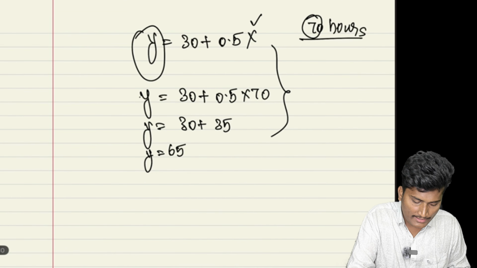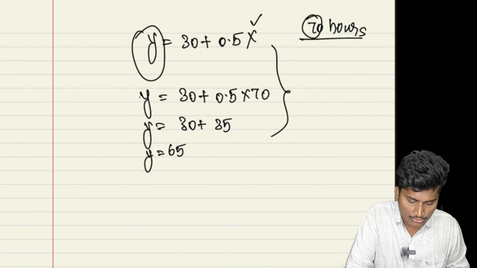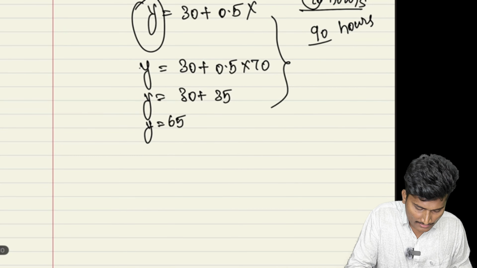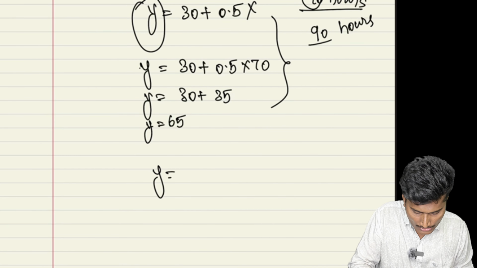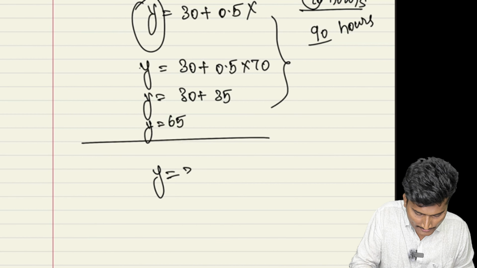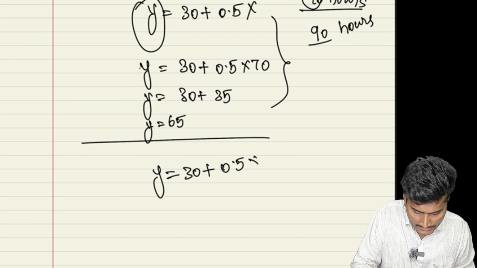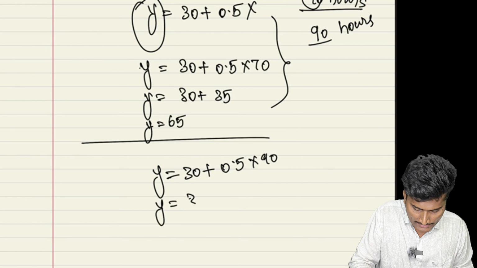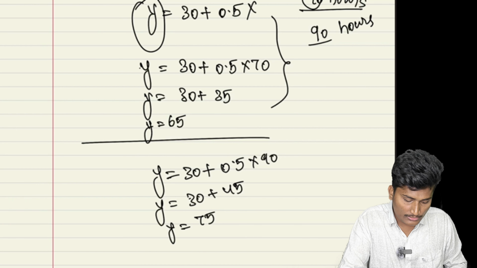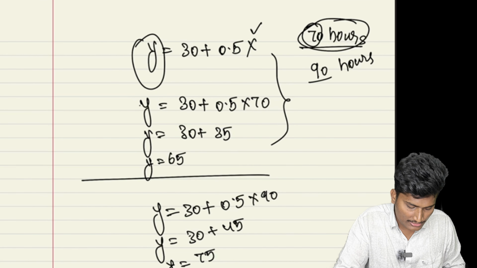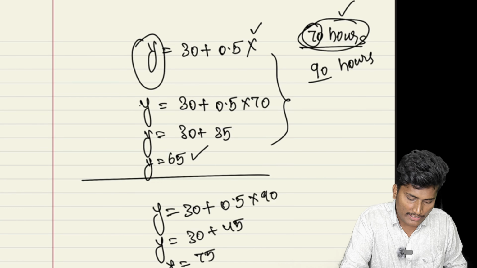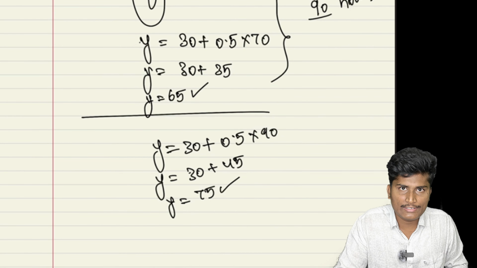And if you want to find out how many marks you are going to get if you studied for 90 hours, then what will be the solution? Then again you need to substitute that 90 in the place of x. Then y is equal to 30 plus 0.5 into 90. That is y is equal to 30 plus 45. Y will be 75 marks. So if you studied for 70 hours, then you can get 65 marks. In the same way, if you studied for 90 hours, then you can get 75 marks.